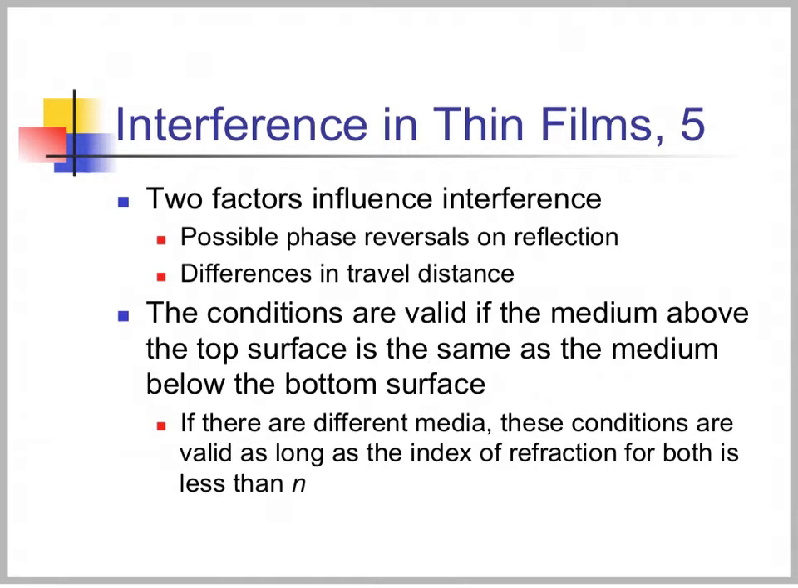So two factors influence interference: possible phase reversals on reflection and differences in distance traveled. The conditions above are valid if the medium above the top surface is the same as the medium below the bottom surface. Again, if there are different media, these conditions are valid only as long as the index of refraction for both is less than n, which is the index of refraction of the thin film.